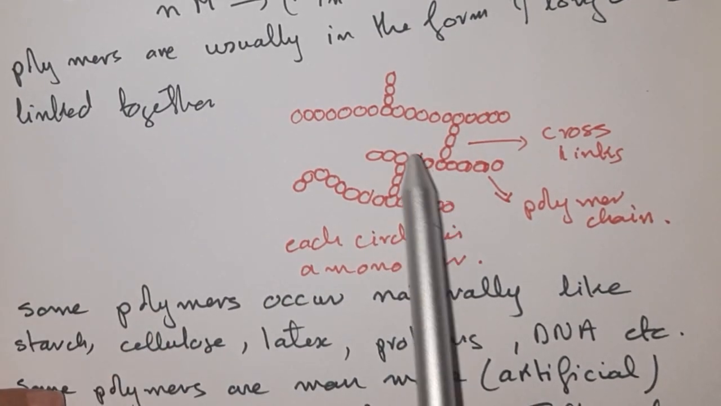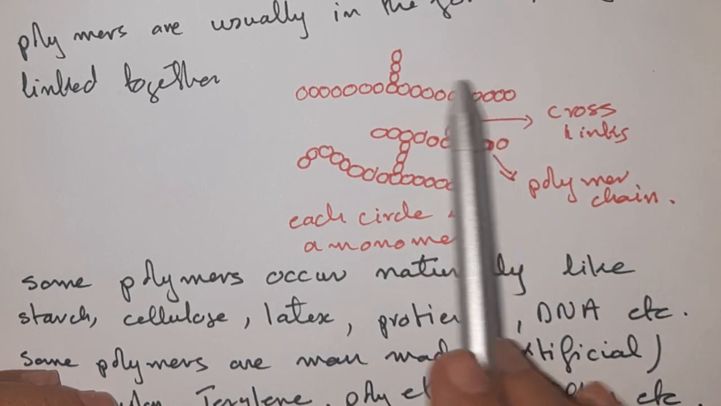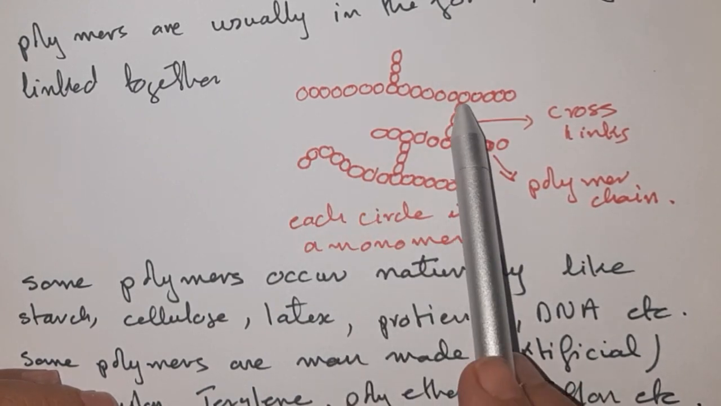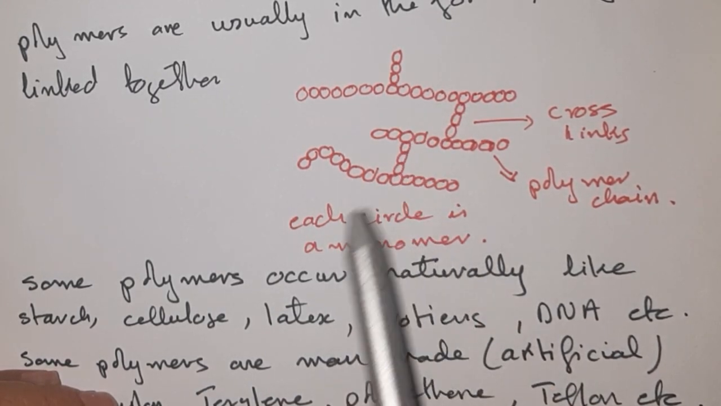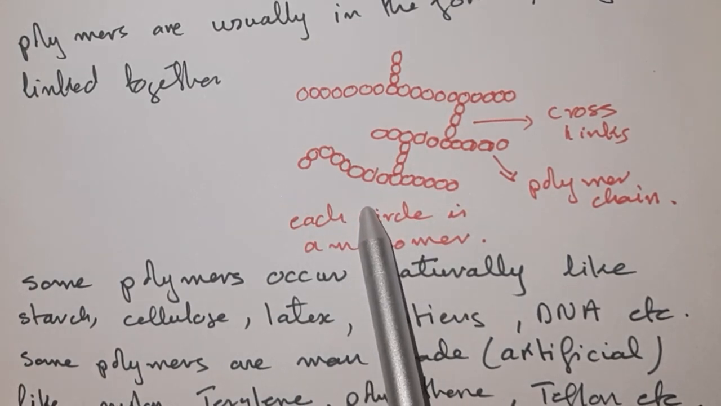I have drawn over here to show you just how they are arranged. Now these are the long chains and these are the cross links between the chains, and the small circles are actually showing the monomers.